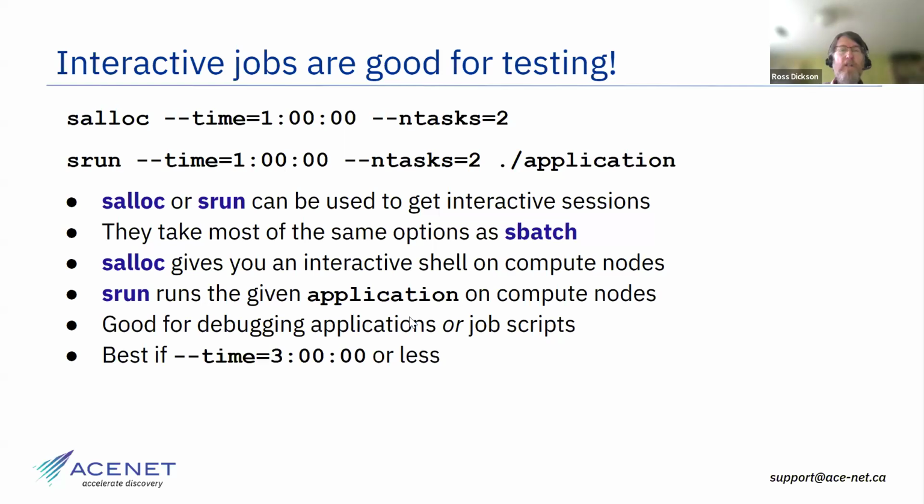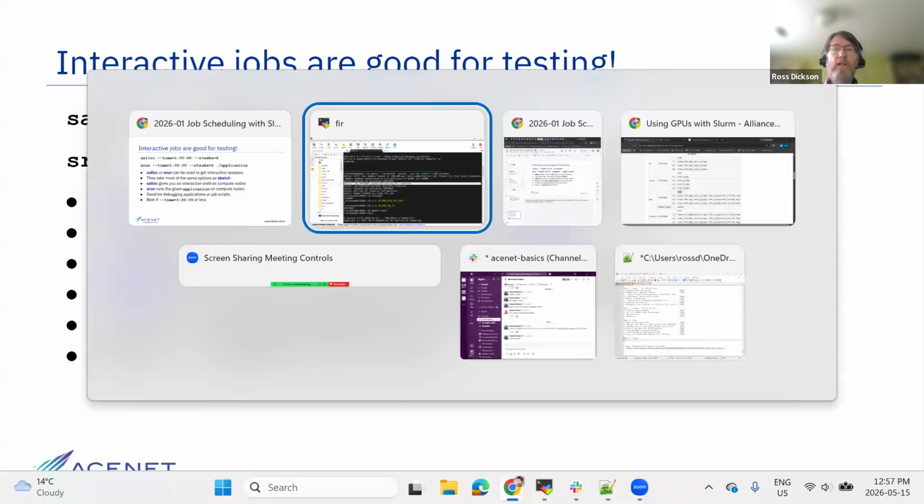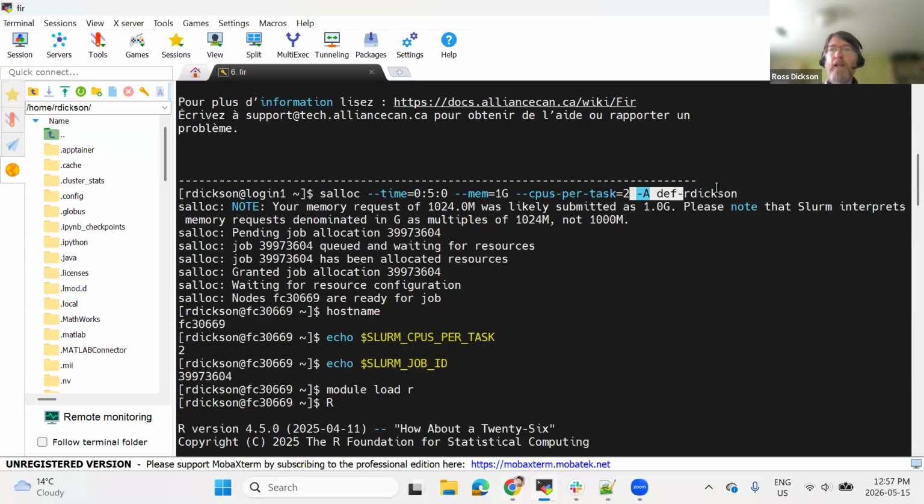So try and keep your tests, or your interactive jobs rather, down to short time periods. Someone in the chat asks, for salloc, do you always have to specify an account, or can it pick your account by default? Most of you, it will pick your account by default. Most new users will only be associated with one single account, and so you do not need the -A that I gave.